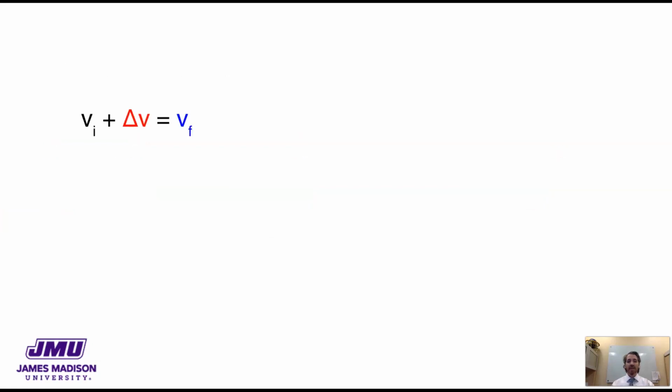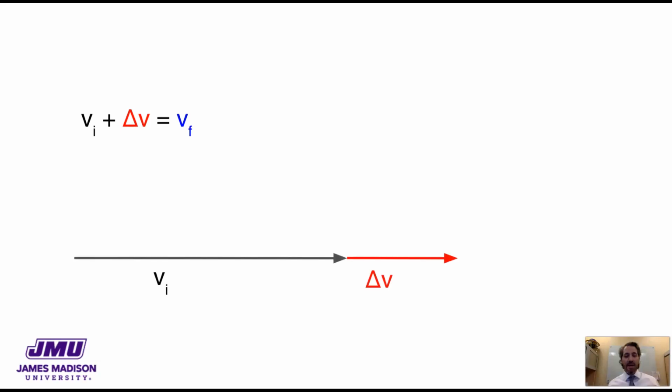Let's take a look at that vector addition in a little bit more detail visually. I have a vector v initial, and I'm adding to it a dv. That delta v is added to v initial in such a way that the delta v vector starts at the end of the v initial vector. And then our v final is the result of v initial plus delta v. V final is drawn so that it starts where v initial started and ends where delta v ended.